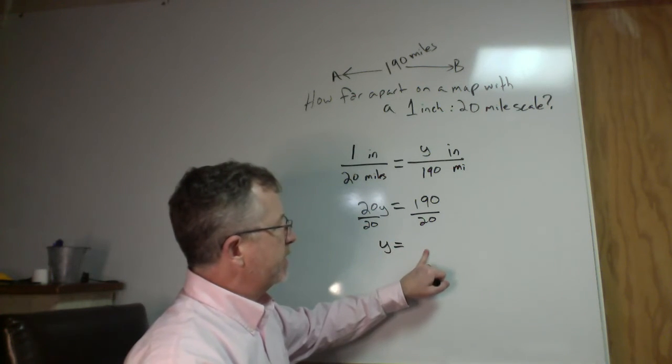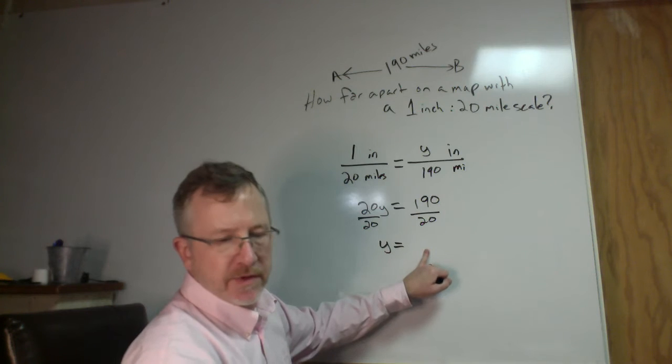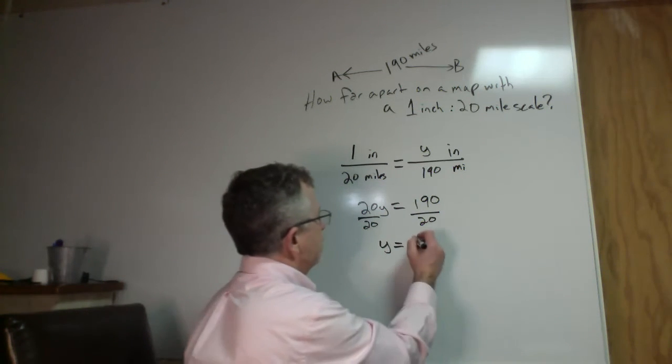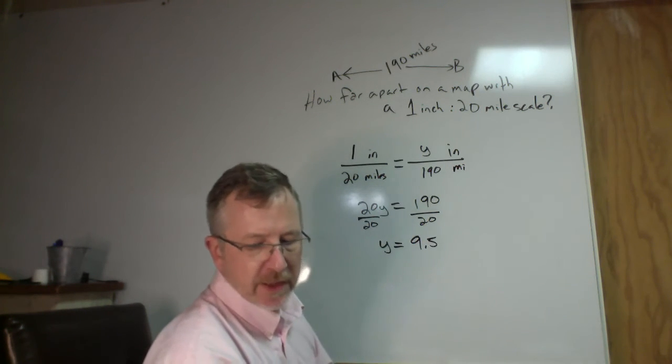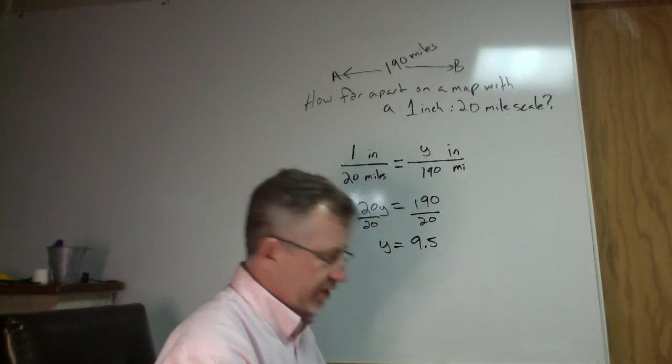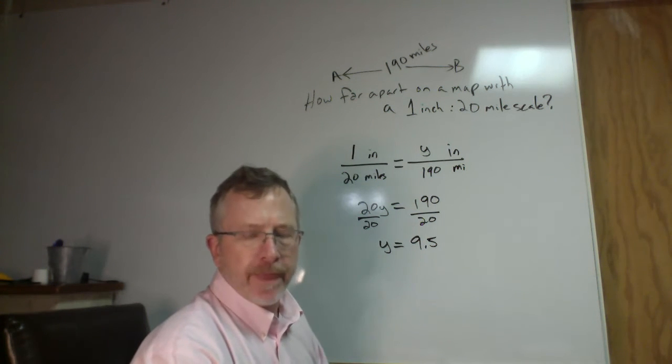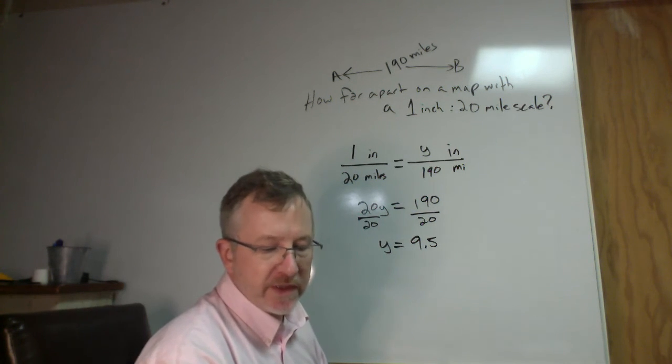190 divided by 20. Well, 20 times 9 is 180, and 10 is half of 20. So 9.5. I could do out the long division, but that's sort of a story for another video. So y equals 9.5. What does that mean?